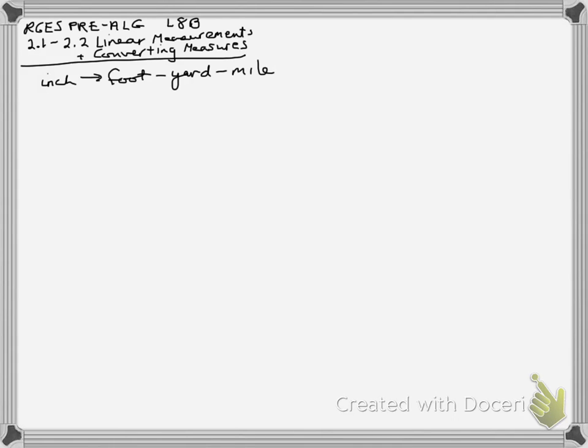There's 12 inches in a foot, or 3 feet in a yard, which means there's 36 inches in a yard. There's 1760 yards in a mile, and if you multiply that by 3, that would mean there are 5,280 feet in a mile. So that's not very many things to memorize, just 5, and you would memorize those conversions on page 77.